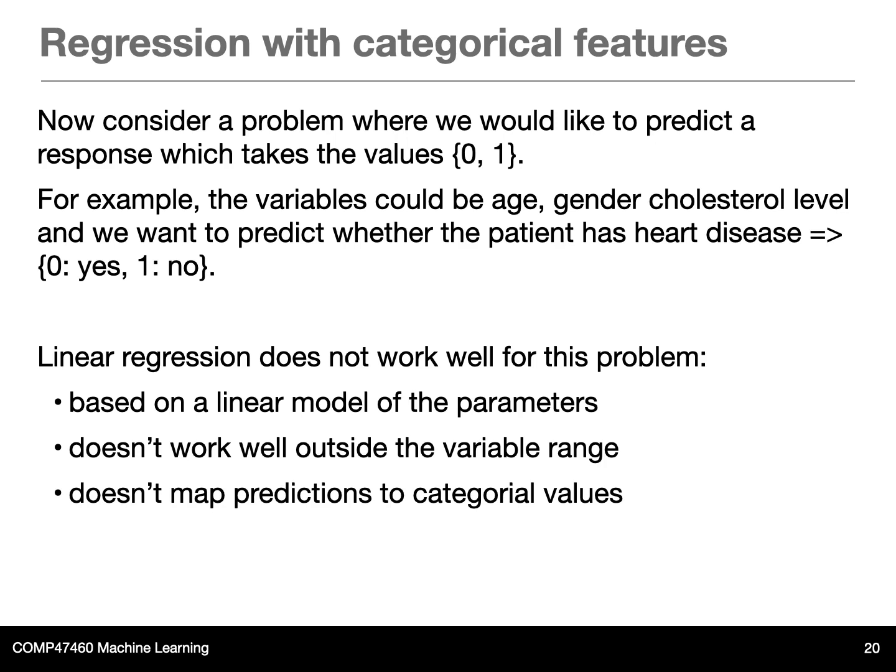For a new patient, we would then record their age, gender, and cholesterol level, which would be a continuous feature. We want to predict the likelihood that they have heart disease from this data. The previous methods will not work well in this case for a number of reasons. The linear regression model has trouble extrapolating outside the variable range, and we also can't easily map the predictions of the model to categorical values.